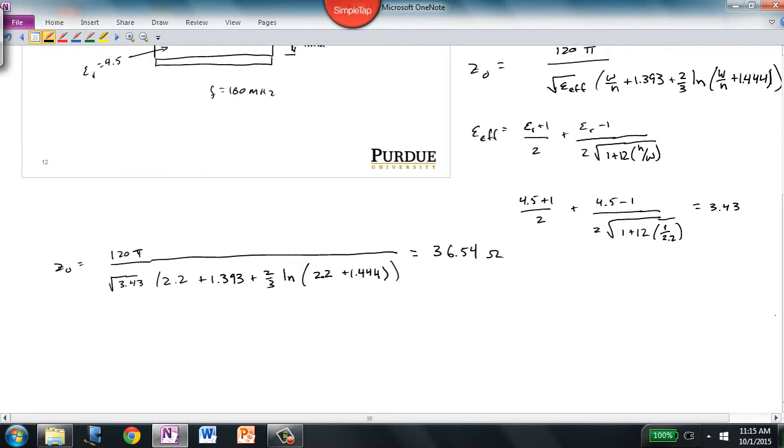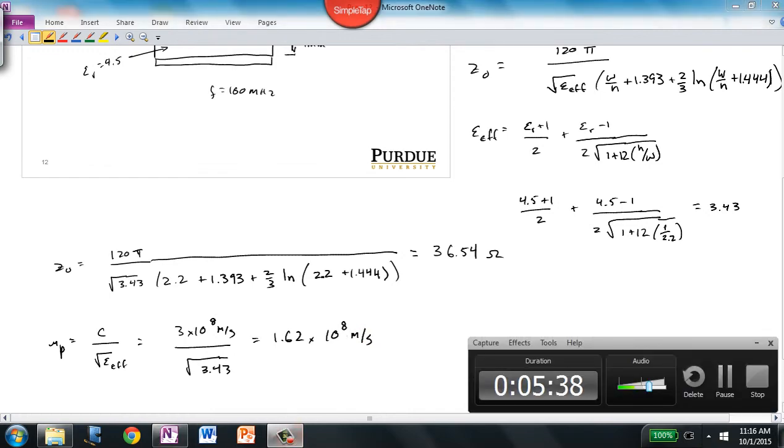I was also asked to calculate the propagation velocity. Propagation velocity is just equal to c divided by the square root of the effective electric permittivity. So that's 3 times 10 to the 8th meters per second divided by the square root of 3.43. Remember, effective electric permittivities are unitless, so that gives me 1.62 times 10 to the 8th meters per second as the propagation velocity.